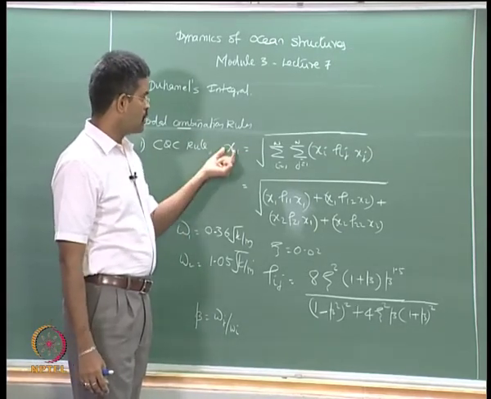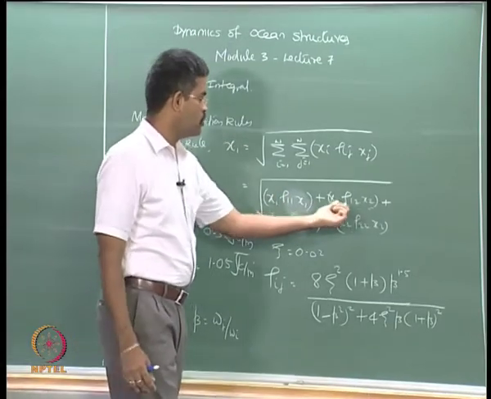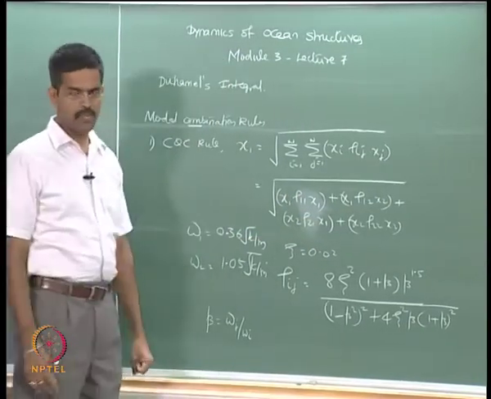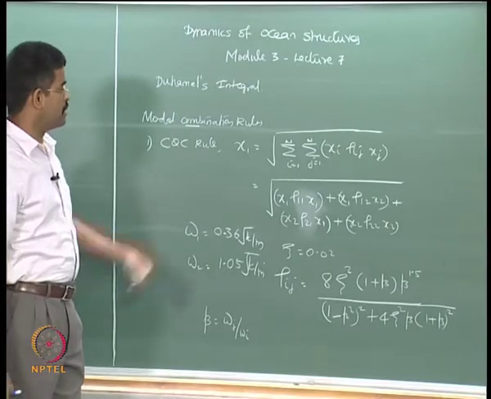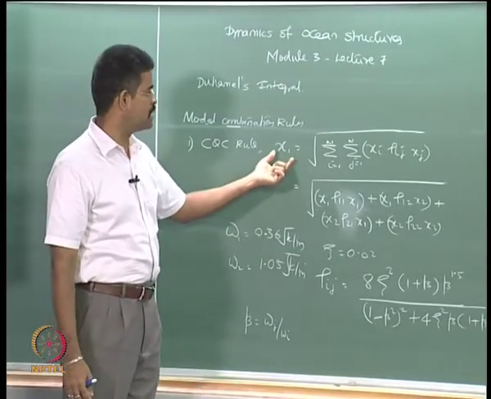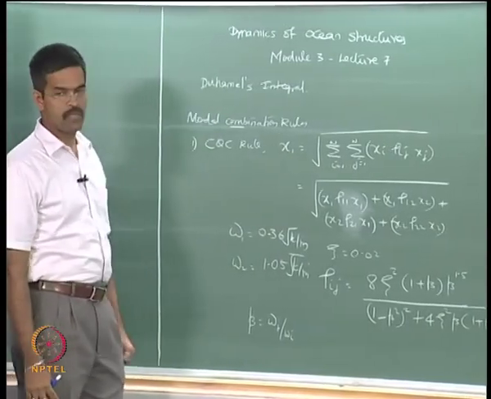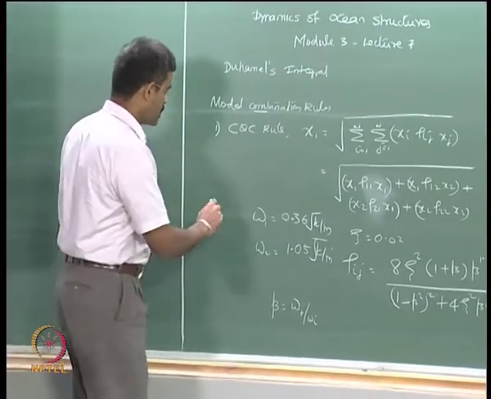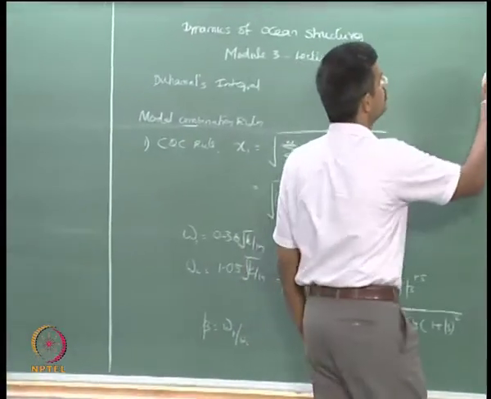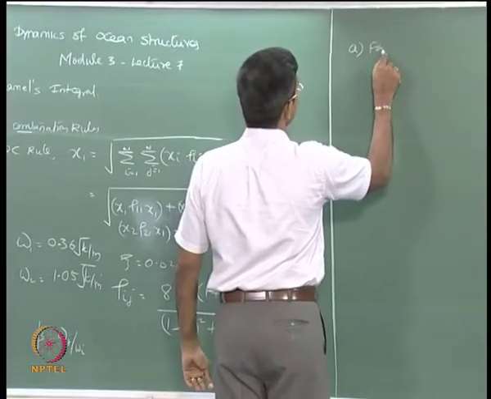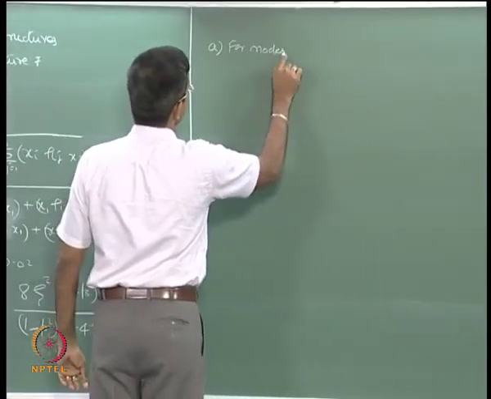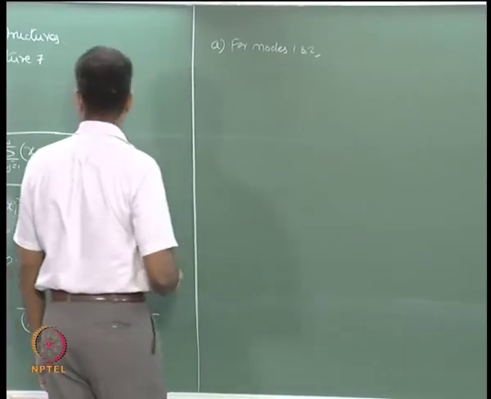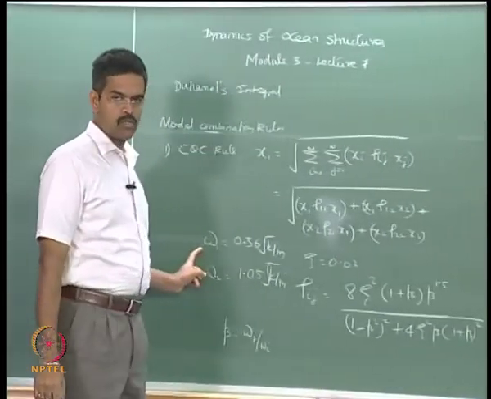So if I know the responses in different modes independently, how can I combine them to get the maximum response, because one is interested in getting the maximum value by some combination rules. So I have picked up an example of mode 1 and 2. I have the values of omega 1 and omega 2 here.